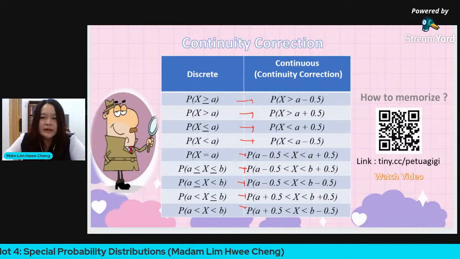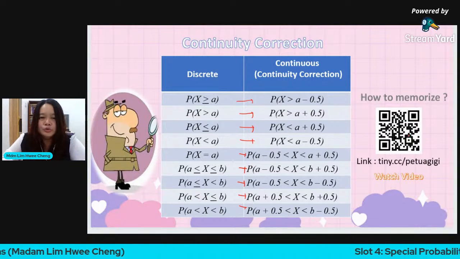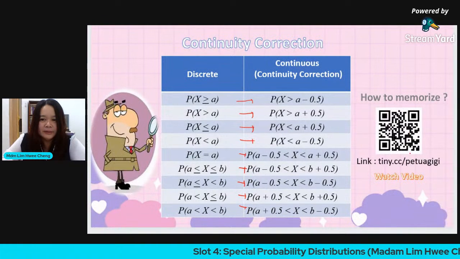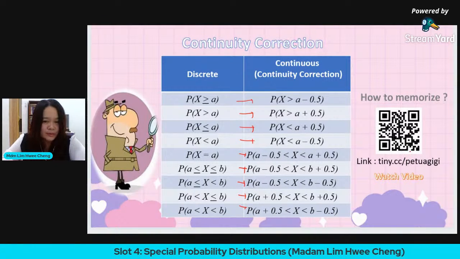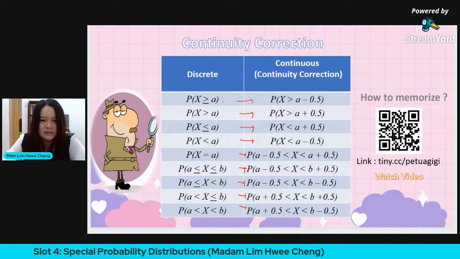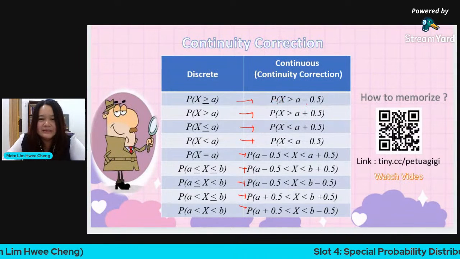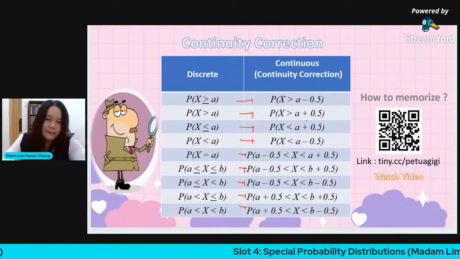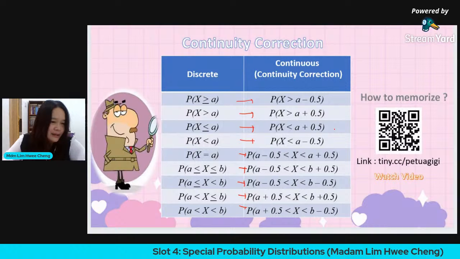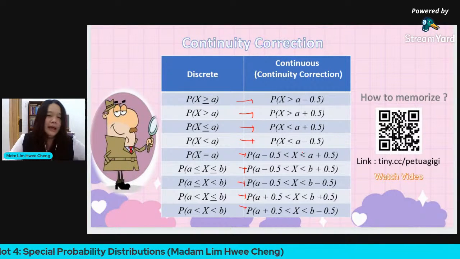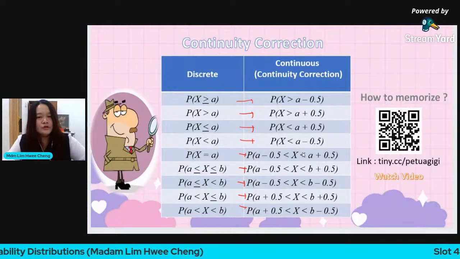Just now I already gave you the video on how we are going to do this continuity correction process by using the petua gigi palsu. This is what I teach my students. To do the CC, the correction of continuity, sometimes minus 0.5, sometimes plus 0.5, it is very confusing. My students are very confused. So that is why I teach you a simple way. Let me show you.